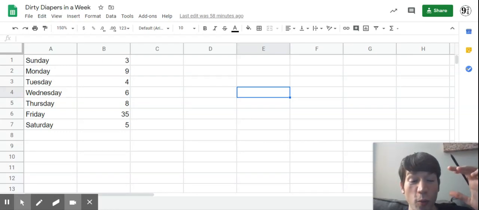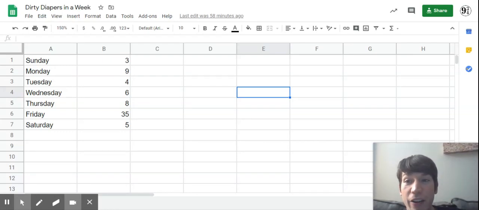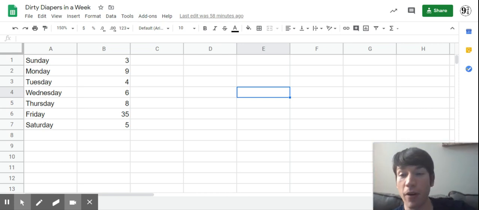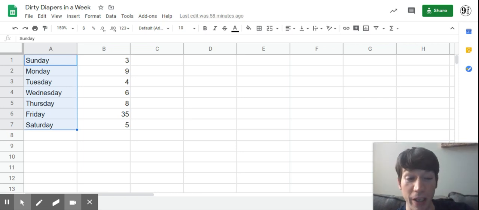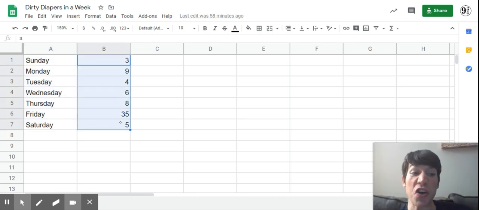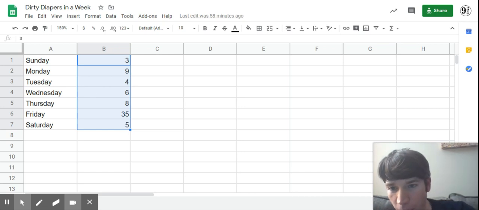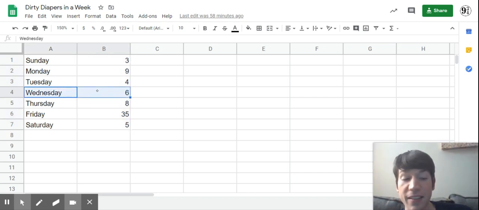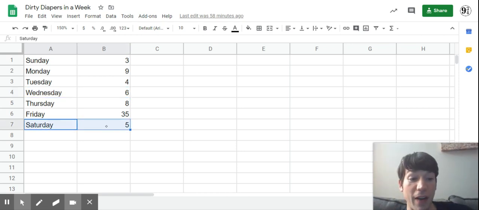All right, guys. So we're going to take our data from the dirty diapers in a week. And remember, over here in our first column is our days of the week. So Sunday, Monday, Tuesday, Wednesday, Thursday, Friday, Saturday. And in the second column, we have how many dirty diapers were changed each day of the week. So, for example, if I went to Wednesday, I could see that I changed six dirty diapers, or on Saturday, I changed five dirty diapers.